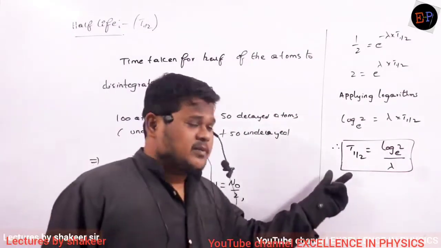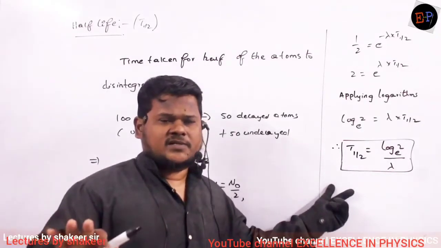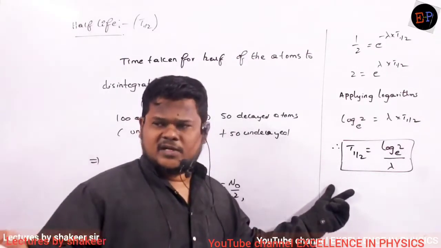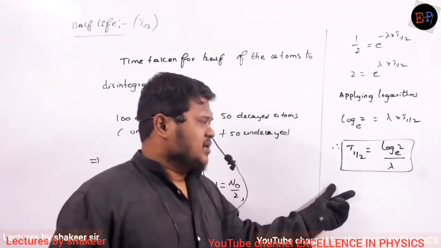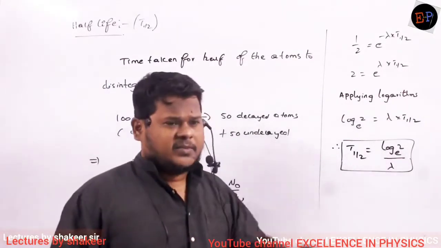So half-life means what? Time taken for half of the atoms to disintegrate. If half of the atoms are disintegrated, remaining is half, no? Half of the atoms are left which are undecayed. So the equation is log 2 to the base e, that is natural logarithm of 2, divided by lambda.